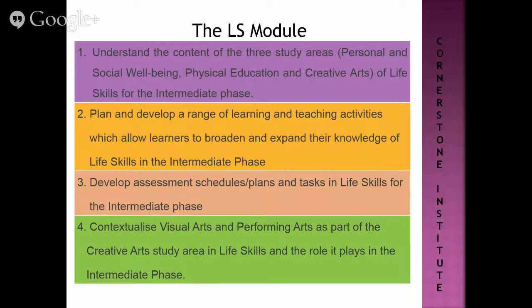The third outcome is about developing assessment schedules, plans and tasks for the intermediate phase. And being very much a performance-driven subject, there's a lot of demonstrations, role plays and performances that one has to plan for and assess. The fourth outcome looks at contextualizing visual arts and performing arts as part of the creative arts in life skills and the role it plays in the life of an intermediate phase learner.